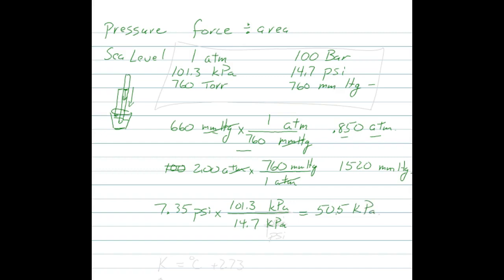And that's how you do most of these problems. You just put what you're trying to find on top. Oops, this is PSI, pounds per square inch. It's on the bottom. So you put what you're trying to find on top, and the conversion unit from up here will go on top or the bottom, depending on what you're trying to find.